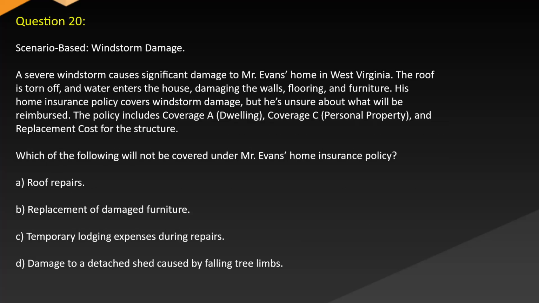A severe windstorm causes significant damage to Mr. Evans' home in West Virginia. The roof is torn off and water enters the house, damaging the walls, flooring, and furniture. His home insurance policy covers windstorm damage, but he's unsure about what will be reimbursed. The policy includes coverage for dwelling, coverage C, personal property, and replacement cost for the structure.